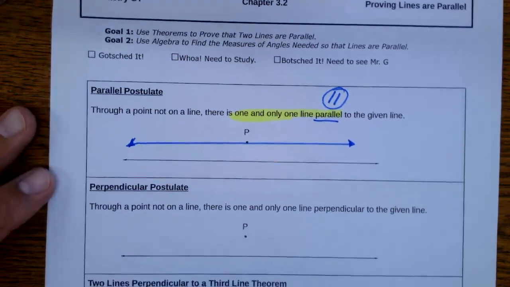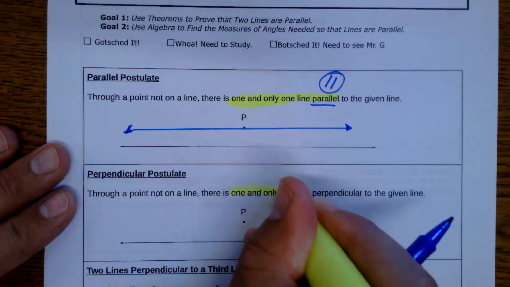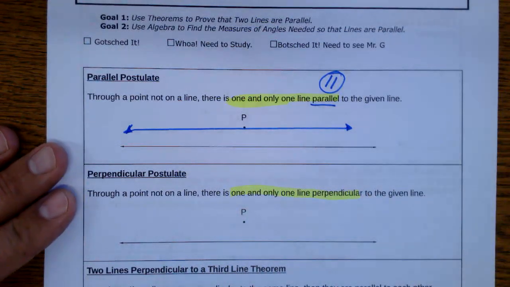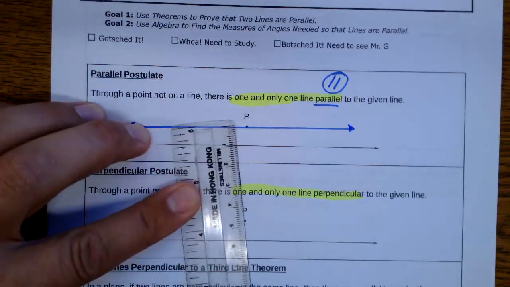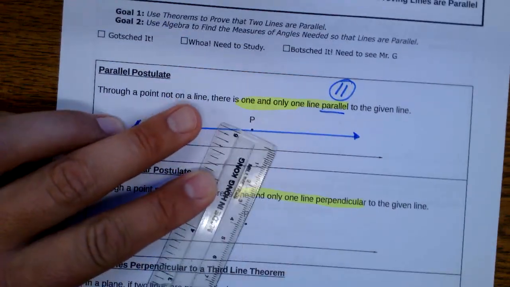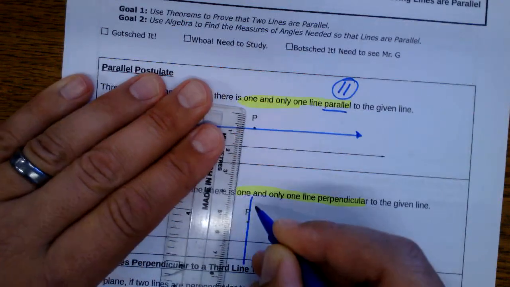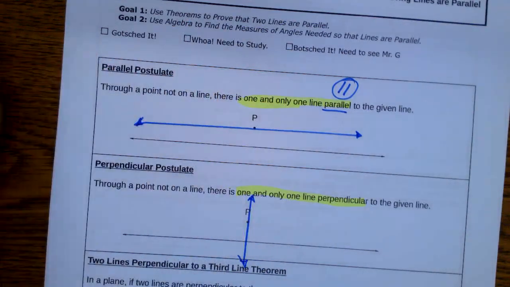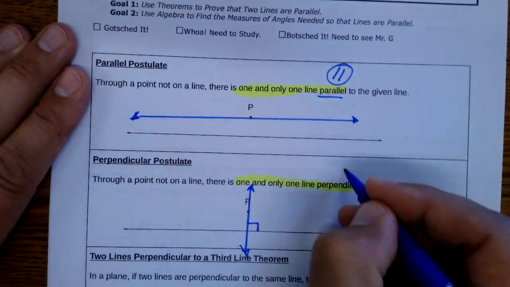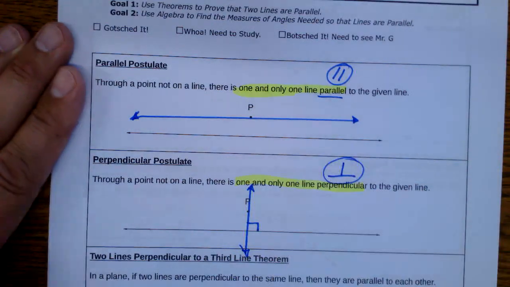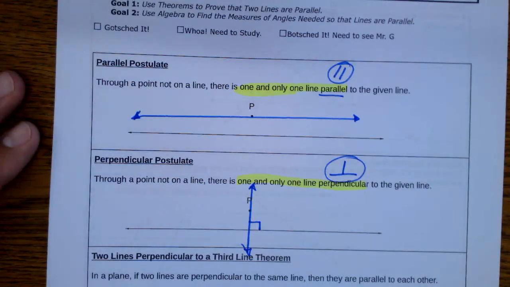The next postulate is the perpendicular postulate. It says through a point not on a line, there's one and only one line that is perpendicular to the given line. So again, here's the line, here's a point not on that line, and there are lots and lots of different lines that I could draw, but there's only one line that is perpendicular when I draw it. Remember, perpendicular means two lines that intersect and create a 90-degree angle, and the symbol for perpendicular is the upside-down T. So those are a couple of postulates that you should know.